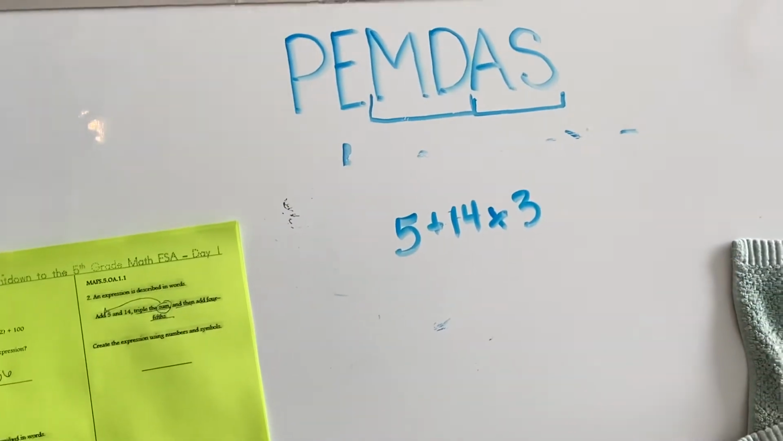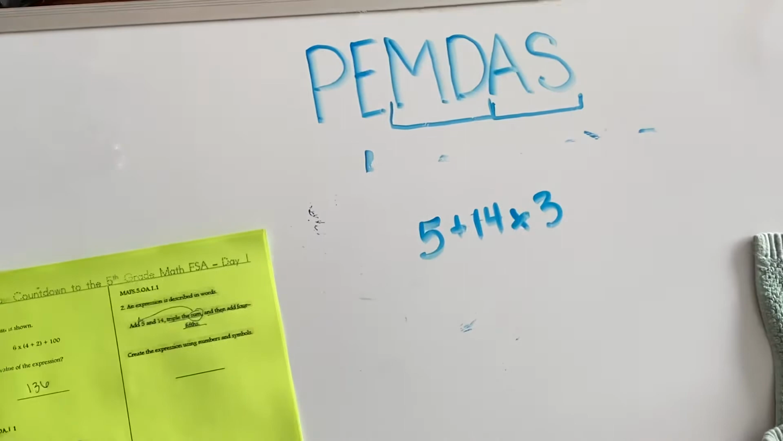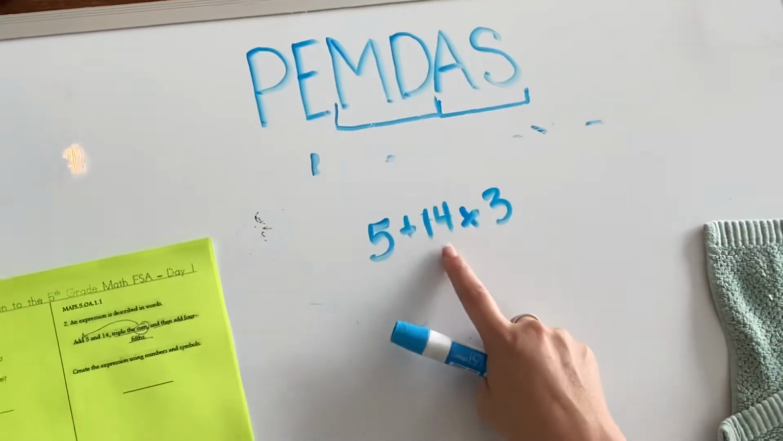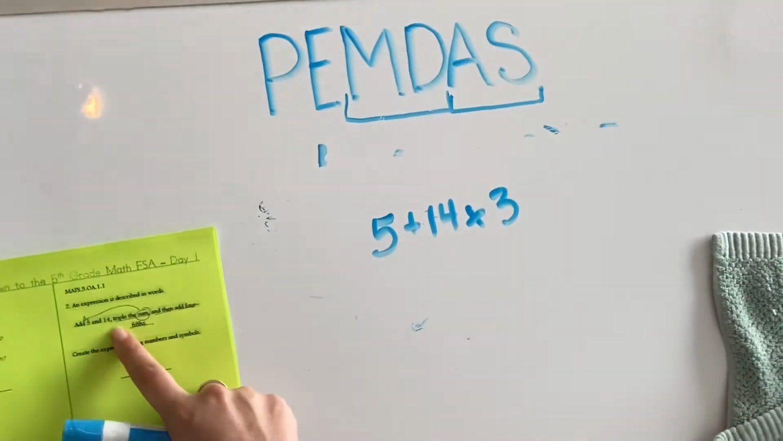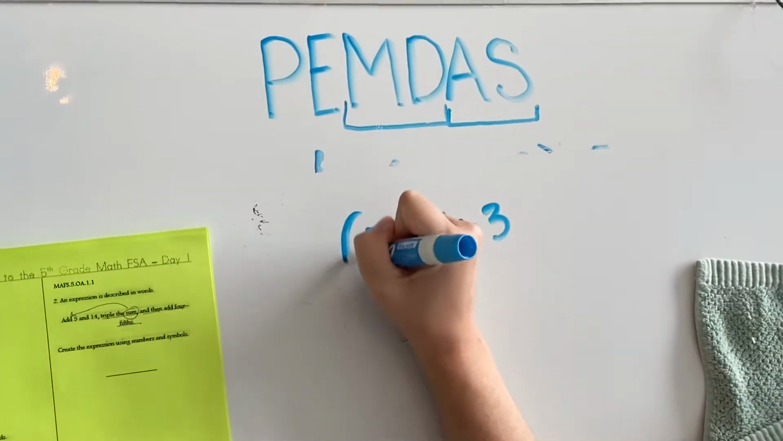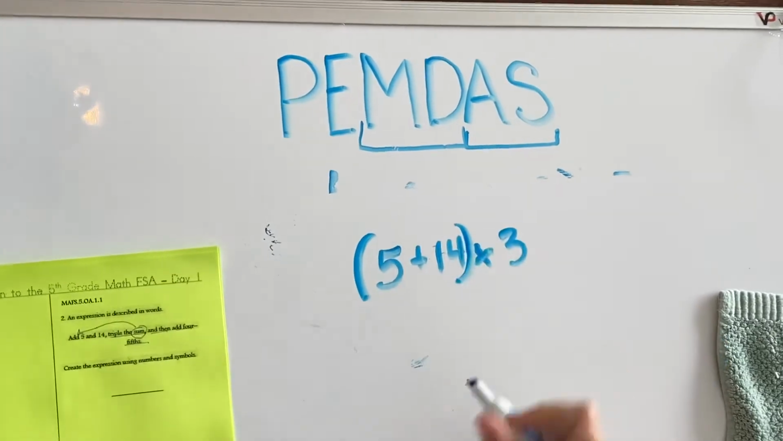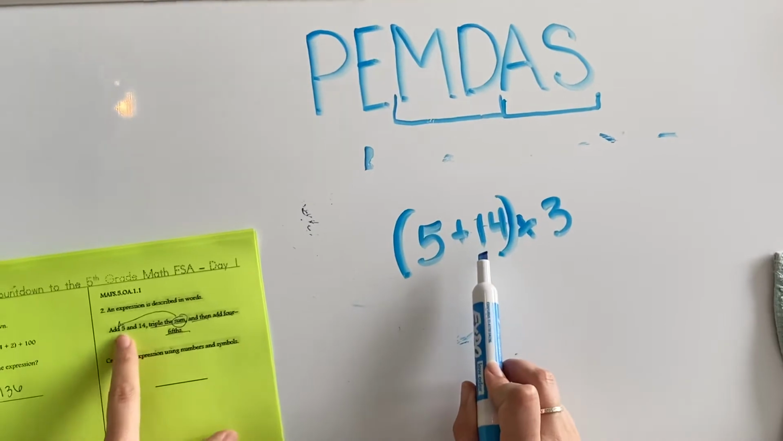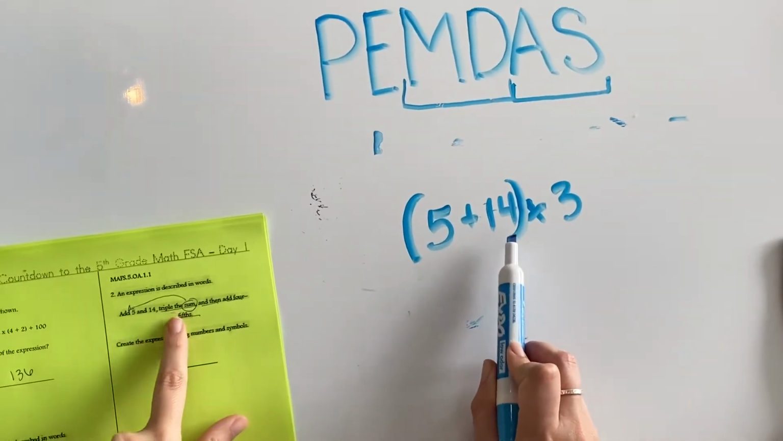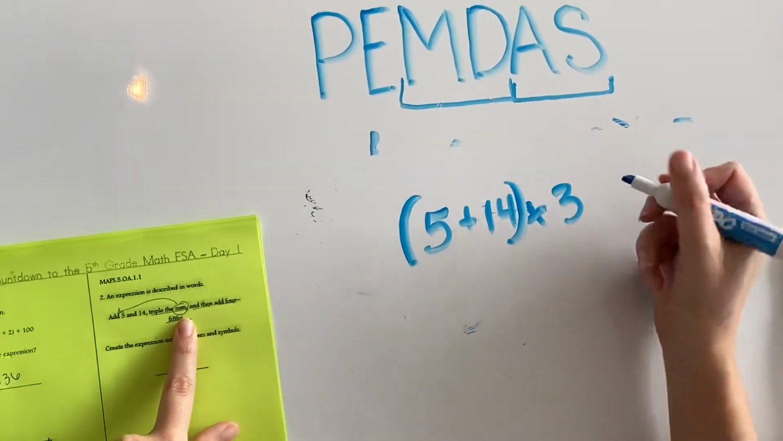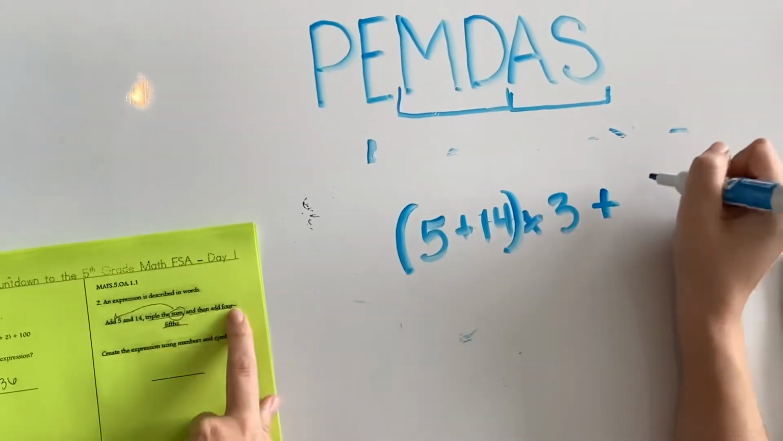If I don't have parentheses here, what's the first thing I would do? If I'm looking at this, I would multiply before I add, so I would do 14 times 3. It does not say to do 14 times 3. I need to add 5 and 14. In order to do that first, I'm going to add parentheses around the 5 and the 14. So first I add 5 and 14, and then I triple it, so I times it by 3. And then after that, I add 4/5.